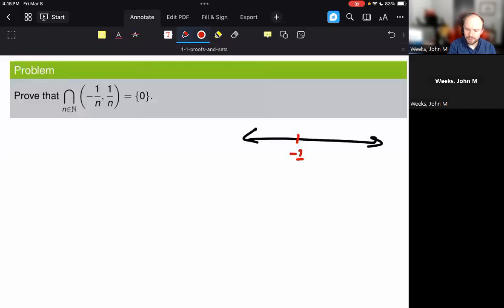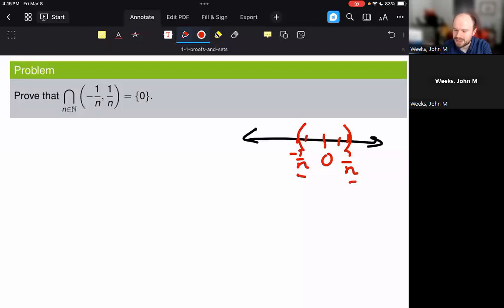Where's -1 over n? Where's 1 over n in relation to the set {0}? 0 seems to be right in the middle of the two of them. And it looks like I am taking the intersection, which we remember means all of them, and it needs to be in all of these sets for anything that is inside of this set. Well, that needs to be true for n.